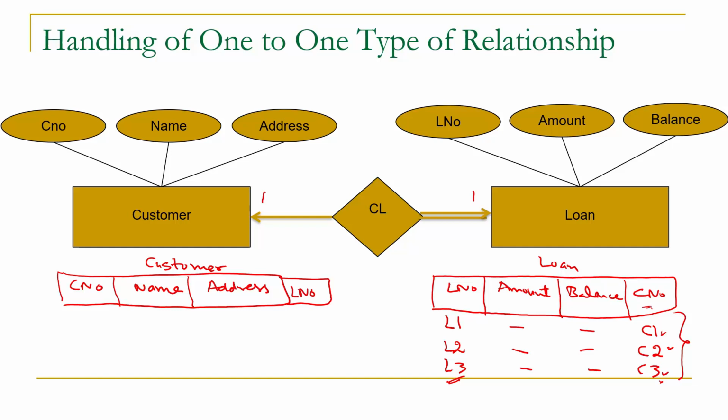Let's check what will happen if we move loan number into the customer table. So if we copy loan number in the customer table, then let's create some instances of customer to understand this. Let's suppose this is the name of customer C1, this is the city, and let's suppose C1 has not taken any loan from the bank. Name of C2, its corresponding city. Let's suppose C2 has taken loan L1. C3 again has not taken any loan, and C4 has also not taken any loan.